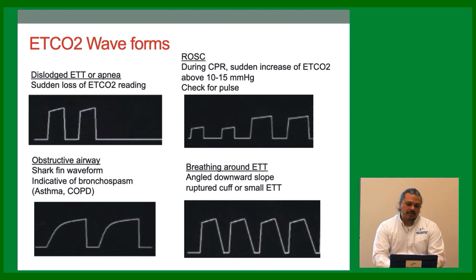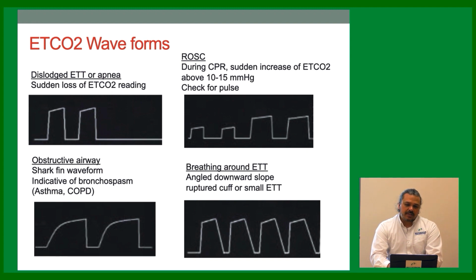For instance, if the first one above is a dislodged ETT or apnea, we'll have a reading and then we'll get a sudden flat line. That can show that we have an ETT that popped out, or the patient suddenly went apneic. Below, for obstructive airway, we'll see this kind of shark fin waveform. It's indicative of bronchospasm in asthmatics, this kind of shark fin waveform.